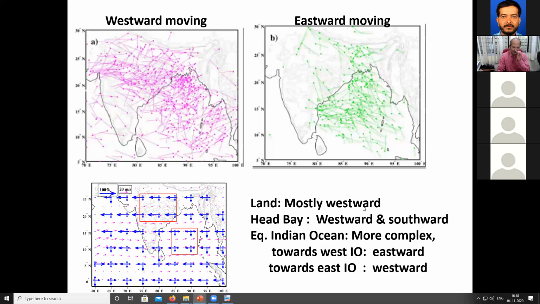Most of the systems over land move westward. Over the Bay of Bengal, you have westward and southward motion. You can see here a little eastward, a little bit northward, not much. And for the equatorial Indian Ocean, it is more complex.